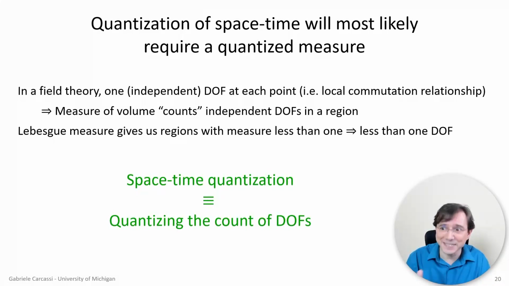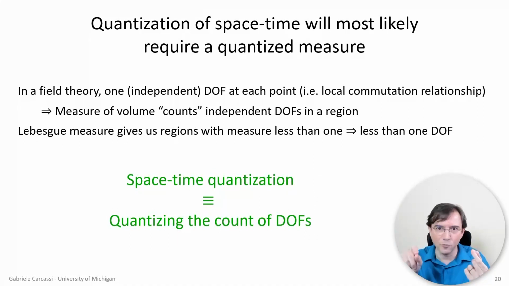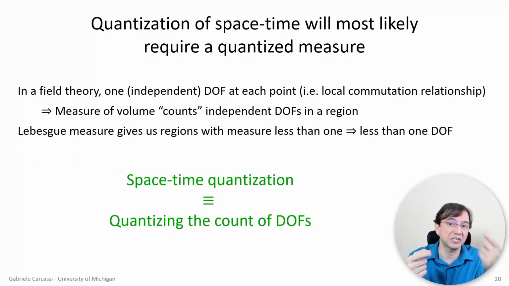So let's start with the observation that in a field theory, we have one independent degree of freedom for each point. So in a field theory, the full state is described by a field, and the field is everywhere. So I'm going to have one point here, I have one value here, I have one point here, and I have a value here, and so on. So we have one value for each point, and technically the value at each point is independent from the other. I can put whatever value I want here and whatever value I want here. The choice here is the same as the choice here.